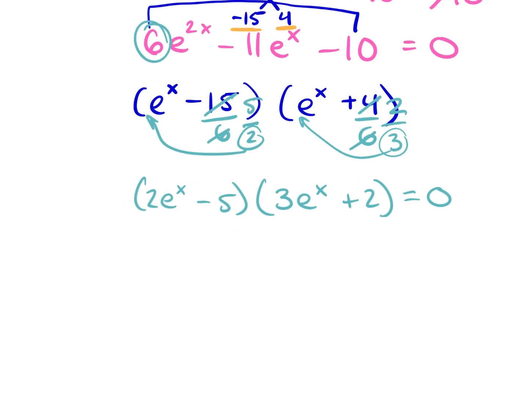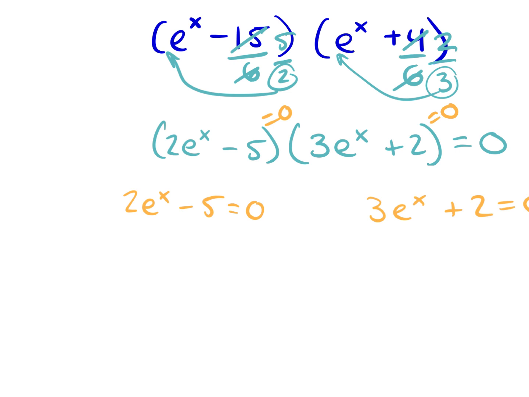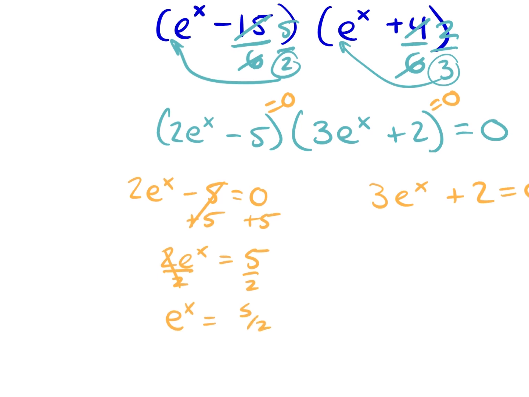All right, so from here, let's set them equal to 0 and solve. So 2e^x minus 5 equals 0, and 3e^x plus 2 equals 0. So in the first one, what would we do to solve? Add 5. So 2e^x equals 5. Divide by 2. e to the power of x equals 5 over 2.